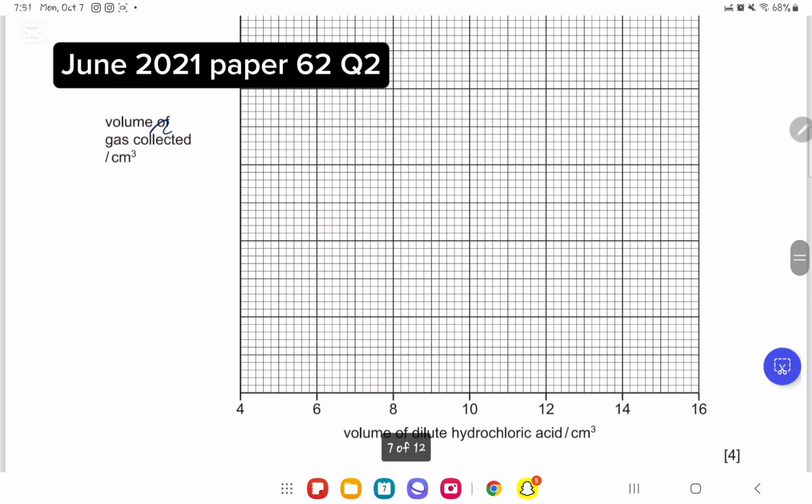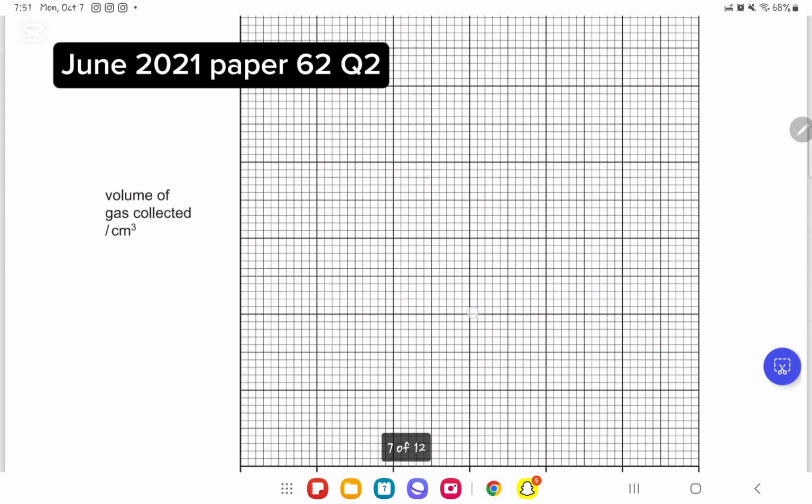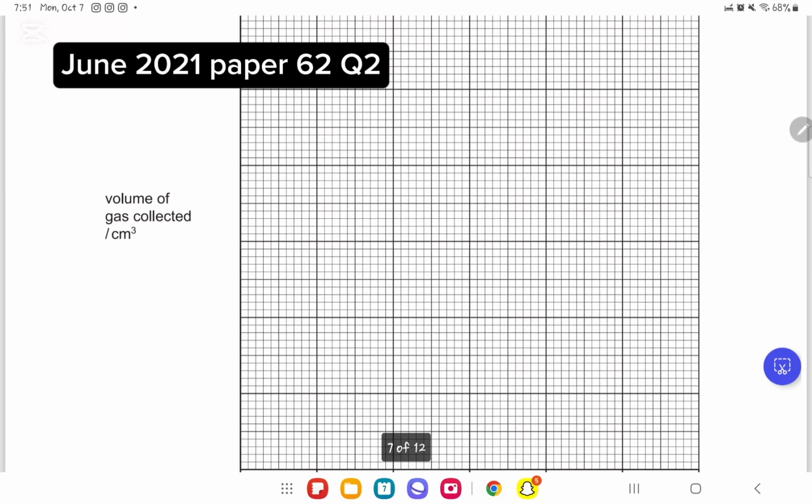So here is the volume of gas collected compared to the volume of dilute hydrochloric acid. Of course, in the exam you're going to have this in front of you. So I wrote it on a paper. You guys can write it on a paper. So we have for 16 centimeter cubed of hydrochloric acid, we collected 56. So let me zoom out. I don't think I can, so I'll just do it like this. 16 was over here, so we collected 56. I would say approximately here.